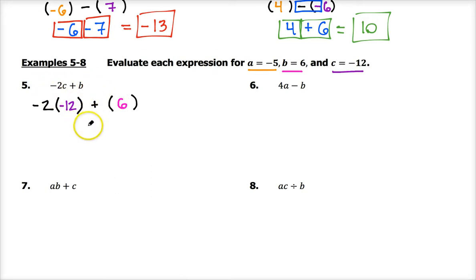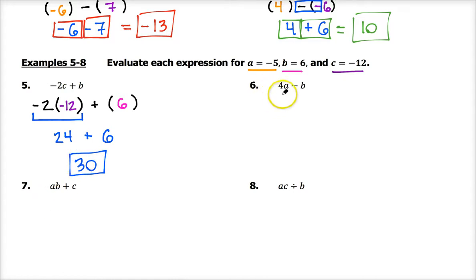So now this just becomes an order of operations problem. We multiply before we add, so negative 2 times 12, using your integer rules, you know that's positive 24. So this becomes 24, and then this is just plus 6. I don't really need the parentheses around here anymore now that I've substituted, so the problem is just 24 plus 6, and we know that is equal to 30.